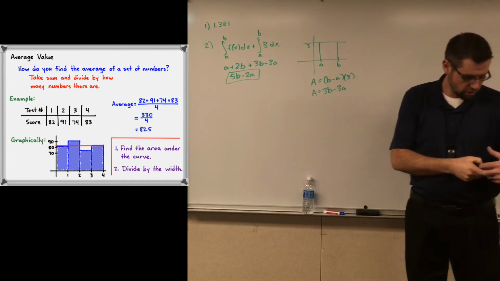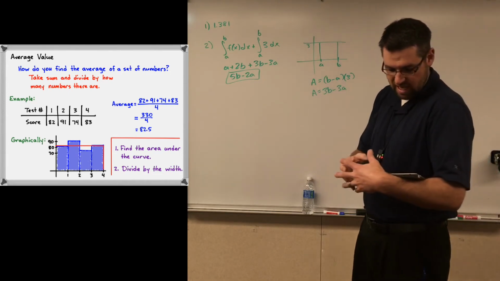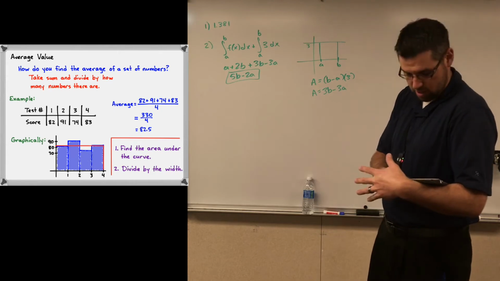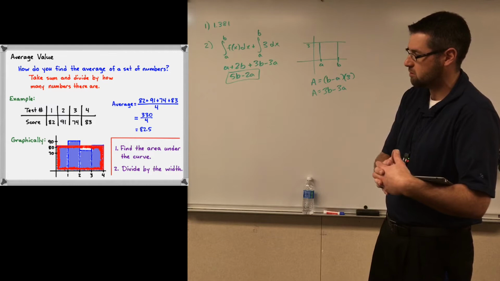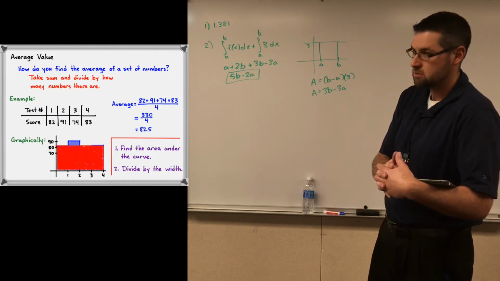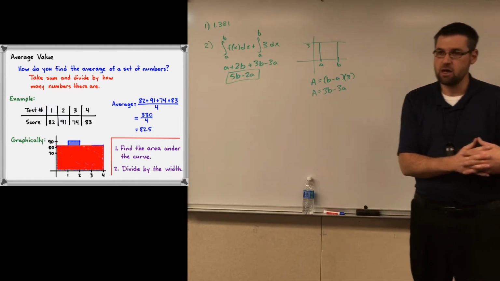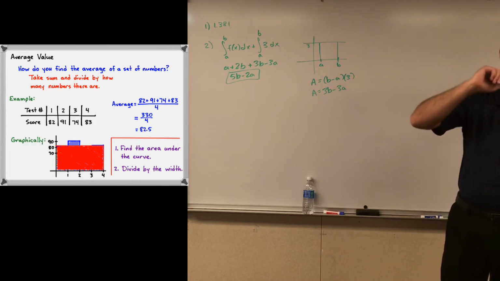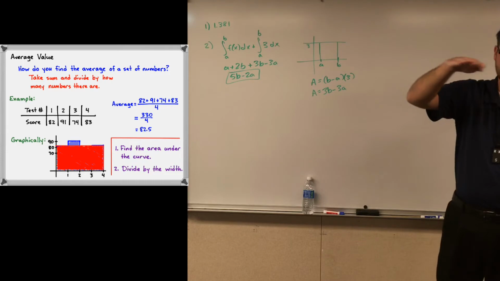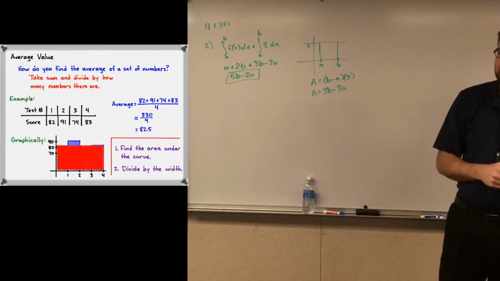Okay. So, what can we say then about the area under the 4 rectangles versus the area under the average rectangle? They're the same. The area under the 4 rectangles, or the area under the curve, is the same as the area under the constant. Does that make sense?